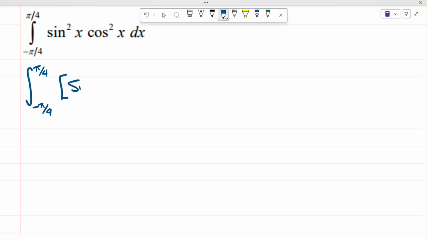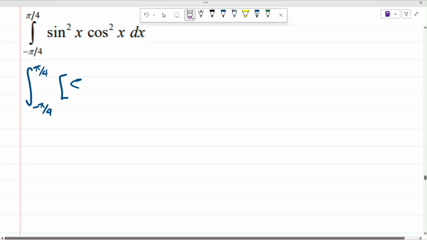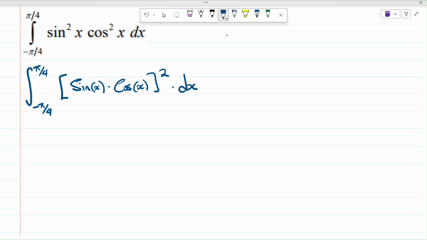Another one could just say sine of x multiplied by cos of x, all squared, dx. Before I write the other one, let me continue with this so that it makes sense what I am referring to. The limits are pi over 4 and negative pi over 4. So this is correct, right?